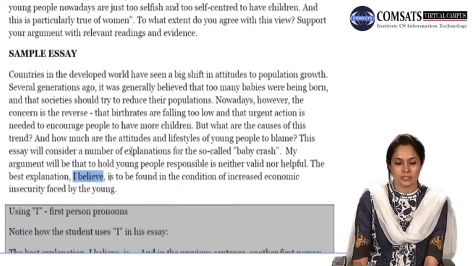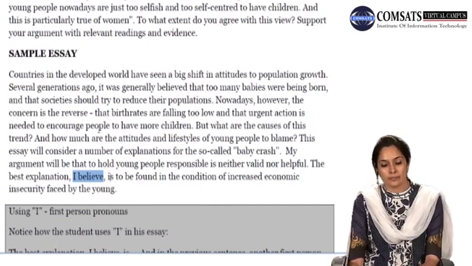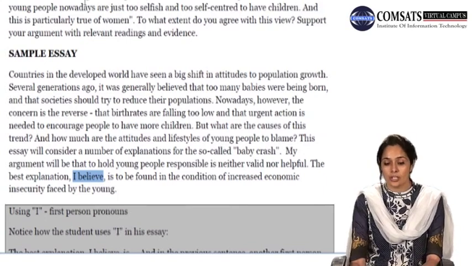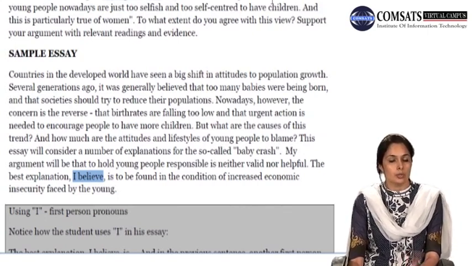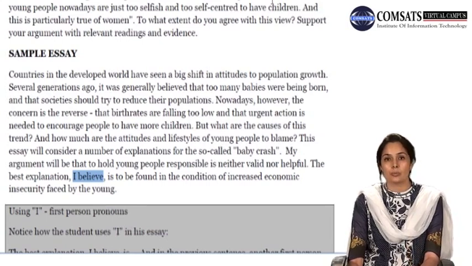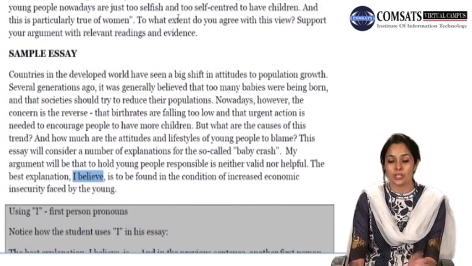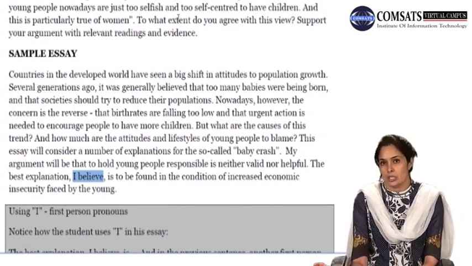Let's go through the topic once again because it's a detailed topic and you have to see कि आपको टॉपिक समझ में आया है या नहीं. बर्थ रेट्स आर फॉलिंग इन डेवलप्ड कंट्रीज. देयर इज वन सिंपल रीजन फॉर दिस. उन्होंने एक रीजन हाईलाइट किया है और उसी के ऊपर आपको डिस्कशन करनी है. यंग पीपल नाउ डेज आर जस्ट टू सेल्फिश एंड टू सेल्फ सेंटर्ड टू हैव चिल्ड्रन.